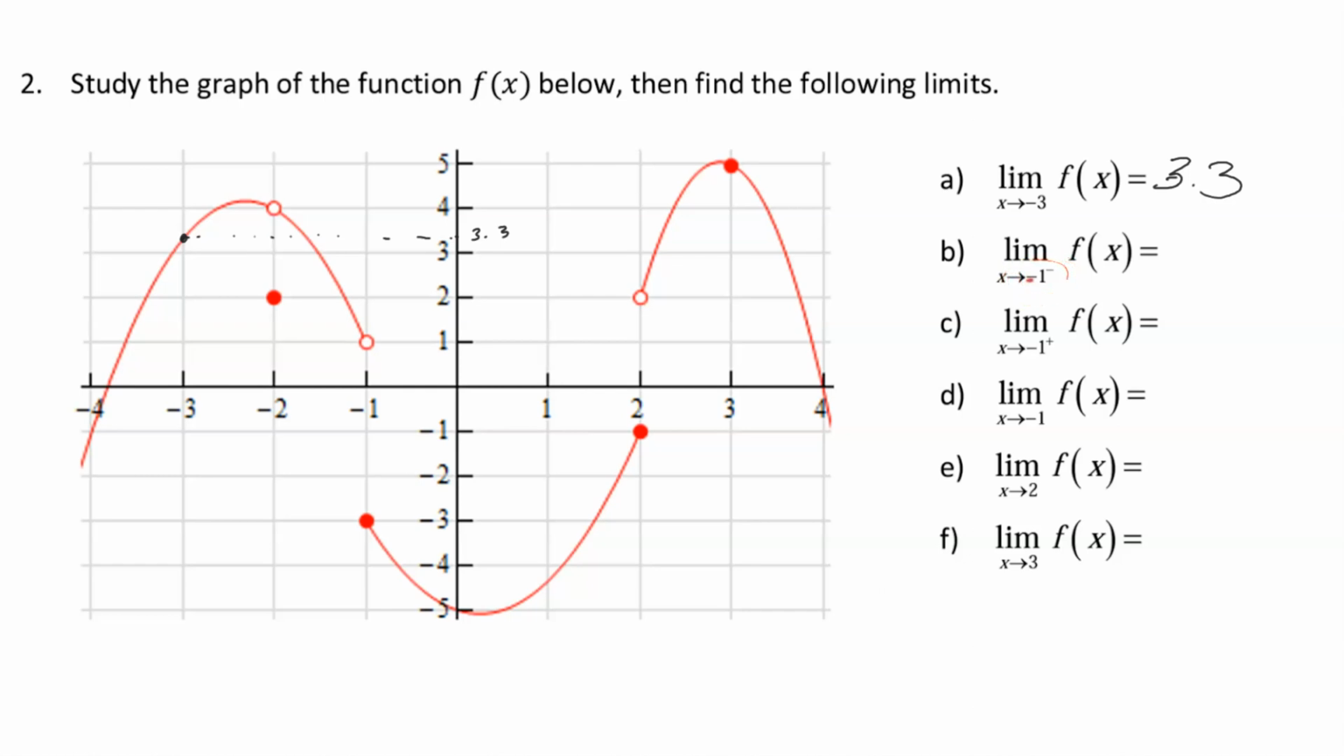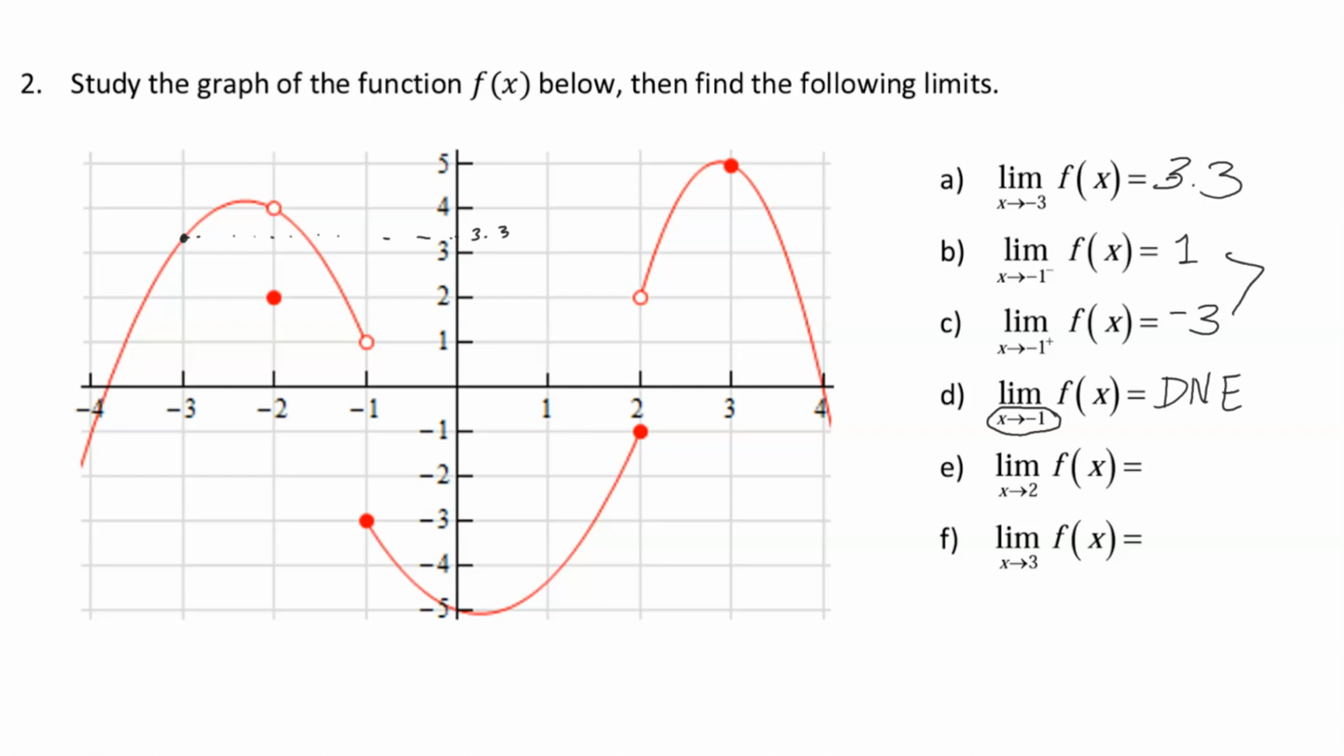Okay, now part B is asking when x is approaching -1 from the left, right? Here's -1 from the left. Your function value is approaching 1. And then from the right, your function value is approaching -3. So 1, -3. Therefore, the limit as x goes to -1 does not exist.